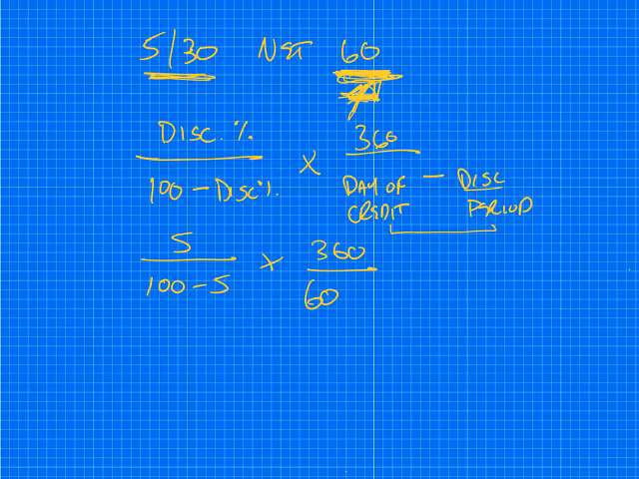The number of days of credit received is 60, and then minus the number of days of discount within that credit period, which is 30. Hopefully I didn't confuse you. Number of days of credit, number of days of discount. Okay, then crunch the math on that.